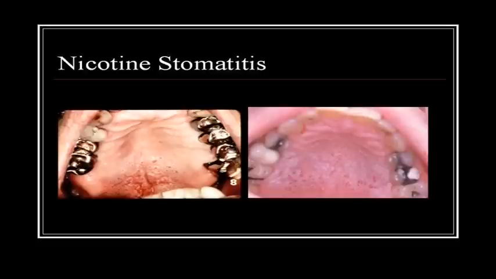Although nicotine stomatitis is classified as a benign lesion, because of the tobacco use and its increased risk for oral cancer and lung cancer, these lesions need to be monitored carefully. Of interest, they will subside once the smoker has quit.